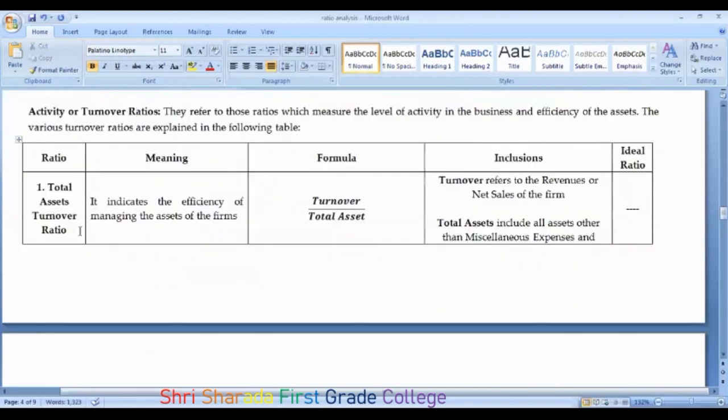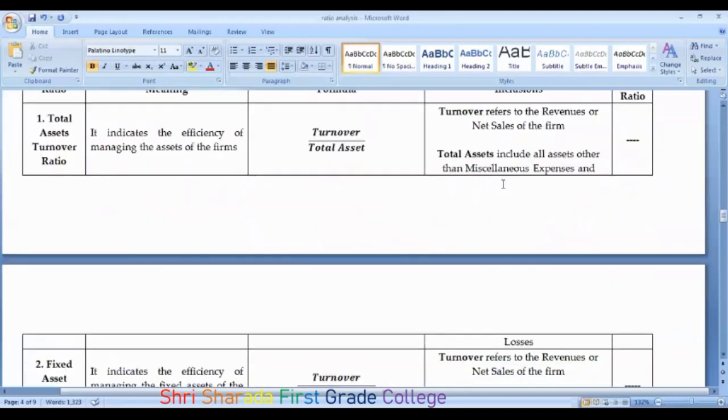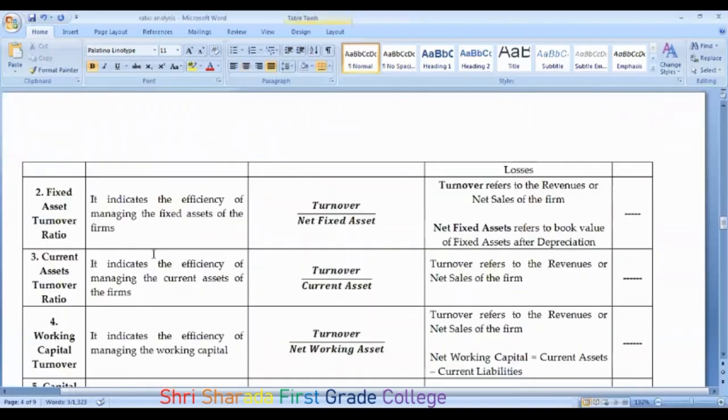The total assets turnover ratio indicates the efficiency of managing the assets of the firm. As the name itself tells, it is a turnover ratio compared with the total assets: turnover divided by total assets. What is turnover? Turnover refers to the revenue or net sales of the firm. What is total assets? Total assets include all the assets other than the miscellaneous expenses and the losses. I told you this is very common everywhere. And in the fixed assets ratio, turnover will be compared with the fixed assets.